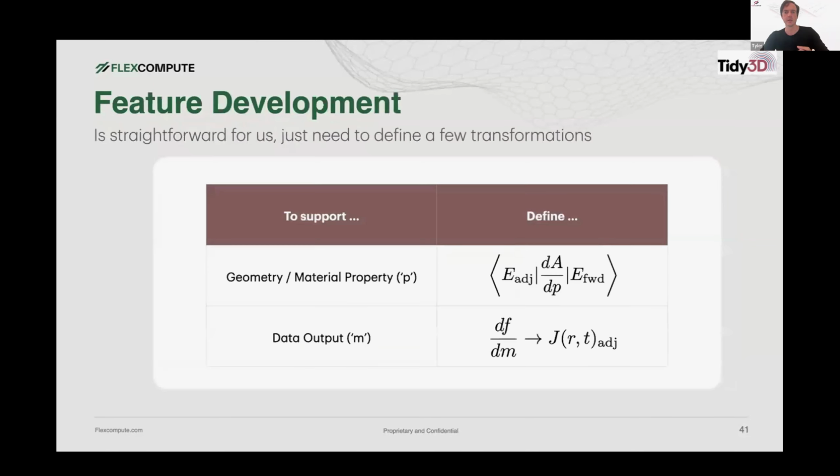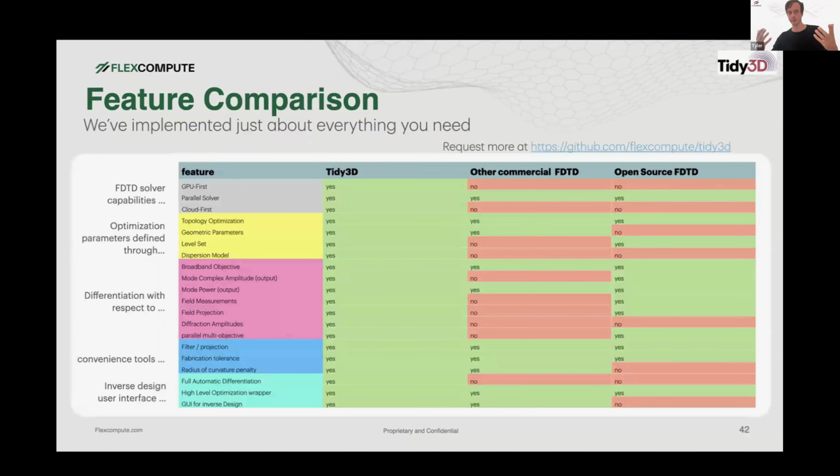It's also more of a technical, developer note, but it's very straightforward for us to just add new features. So for example, because it's so general, if we want to support a new parameter like a sphere radius, we just have to define how this inner product looks under a parameter p, where p is the sphere radius. And so that's all we need to implement. There's not a lot of boilerplate. And then it's also for data, if we want to support a new data structure output, we just need to define how that data transforms to an adjoint source. So it's quite straightforward. And as a result, we've just been on kind of a speed run to implement all these features that you might need for inverse design.